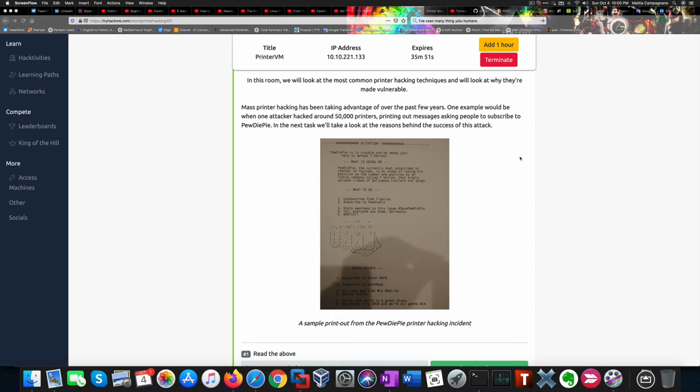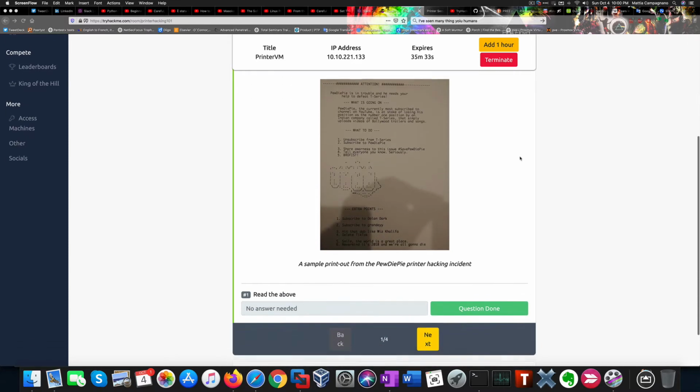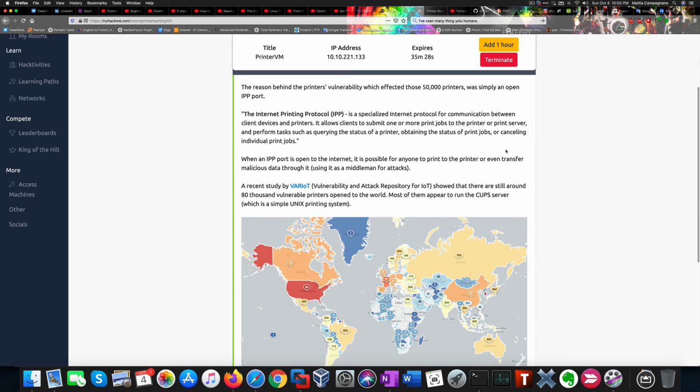As a matter of fact, there's been some massive security incidents in the past. Here they talk about an incident involving 50,000 printers that were all compromised by the same hacker. And the reason why that happened was because the Internet Printing Protocol port was open to the public internet, which is a very bad thing because basically it allowed everyone to interact with their printer and use it for their own purposes.